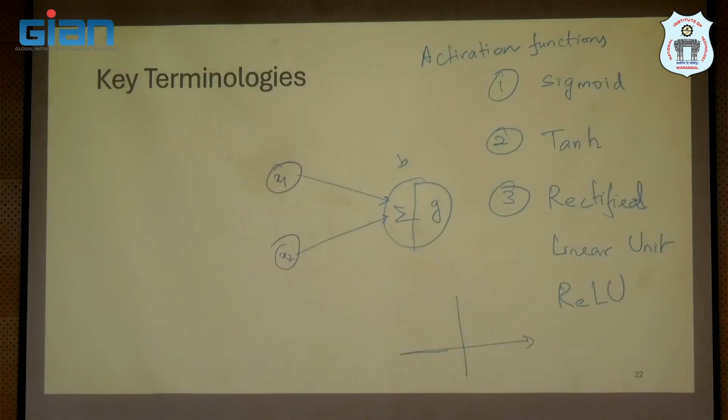It will be 0 for all negative values of input, and the output is nothing but linear. The input itself will go as output if it is a non-zero, positive value. Okay, so this is the wave shape of the rectified linear unit function. So this is a very popular activation function.